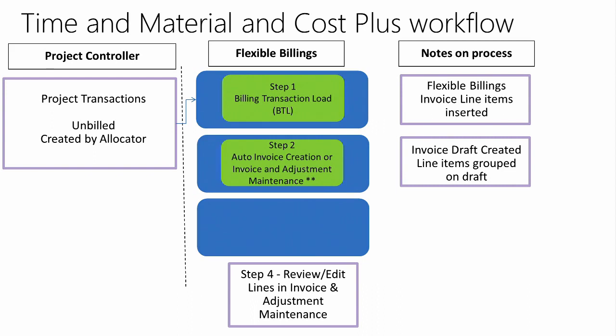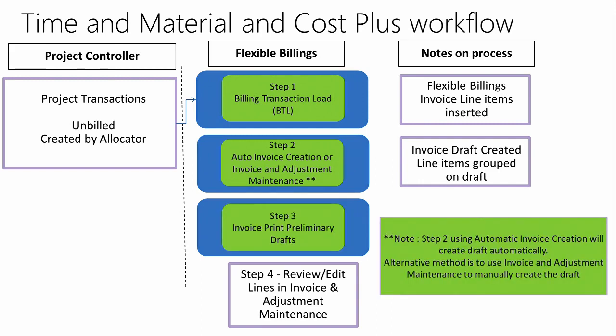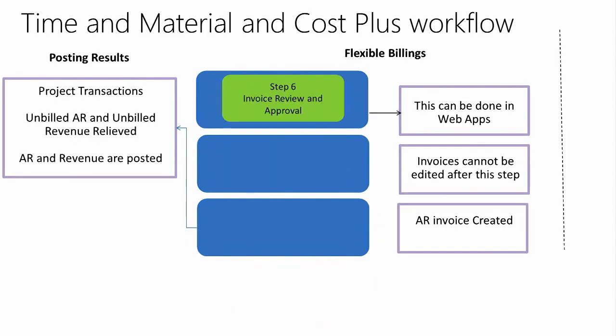So we can run auto invoice creation, and that will generate a draft for us. And then we can print our drafts and see how the invoices look. And if we have changes that need to be made, we can then edit the draft. And then we can do invoice review and approval, which is essentially the approval of the invoice. And this can be done on the web apps by the project manager, if desired. And then we print the invoice final.